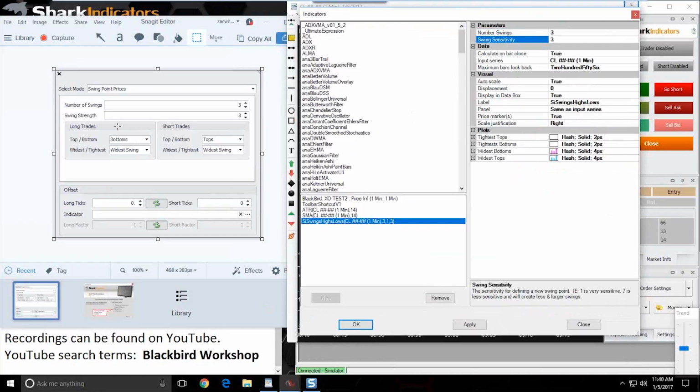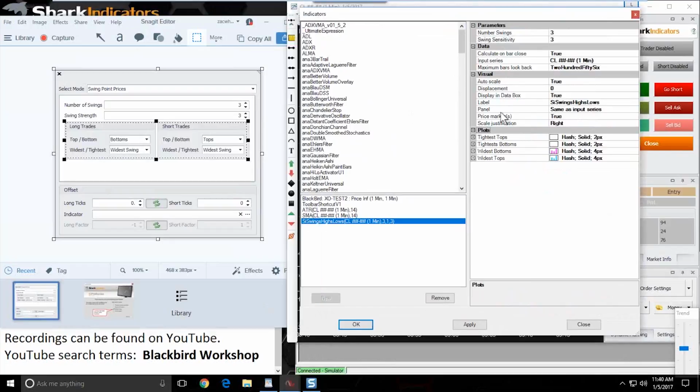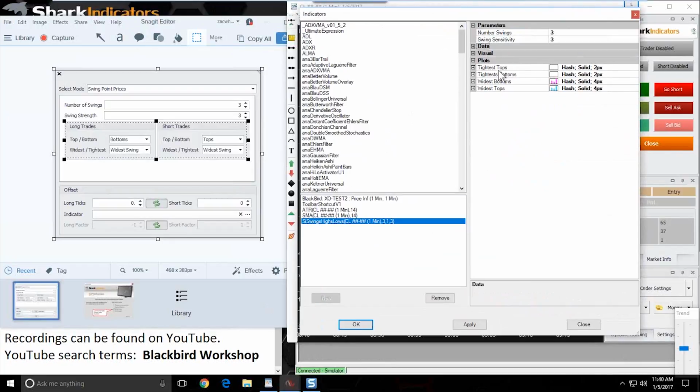And then the second section here is right in this area. So this part right here applies to the plots. If you take a look at the plots area here, we have tightest tops, tightest bottoms, widest bottoms, and widest tops. So you'll notice here we have tops and bottoms, and we have widest or tightest. So that's how you pick and choose which plot you actually want your stop loss to follow.